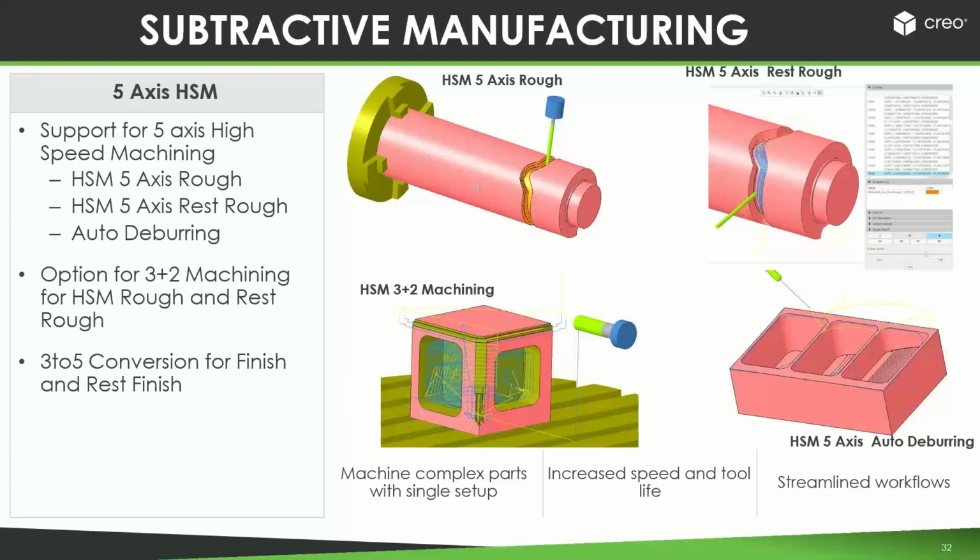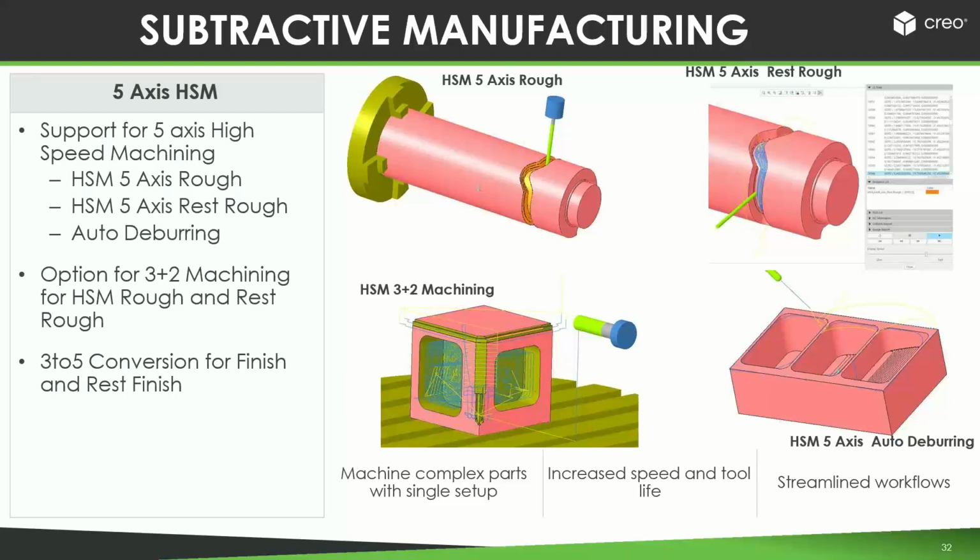So we now have 5-axis roughing, rest roughing, and we also introduced 5-axis auto deburring. So that'll analyze the part, it'll identify all the hard edges on the part, and automatically then create a tool path to go in and machine off those hard edges.